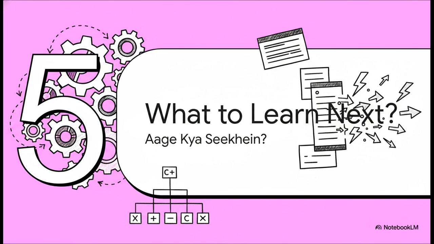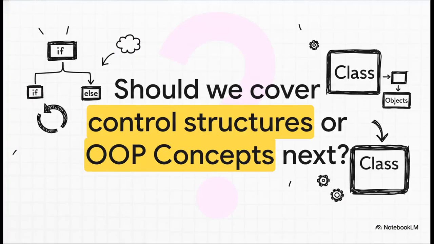But what should we learn next? As we wrap up this explainer, I want to leave you with one final thought. After going through this basic introduction and our hands-on anatomy dissection, would you guys prefer we dive straight into control structures next? Things like if-else statements and loops? Or would you rather we tackle the advanced object-oriented concepts and do a deep dive into classes, objects, and inheritance?